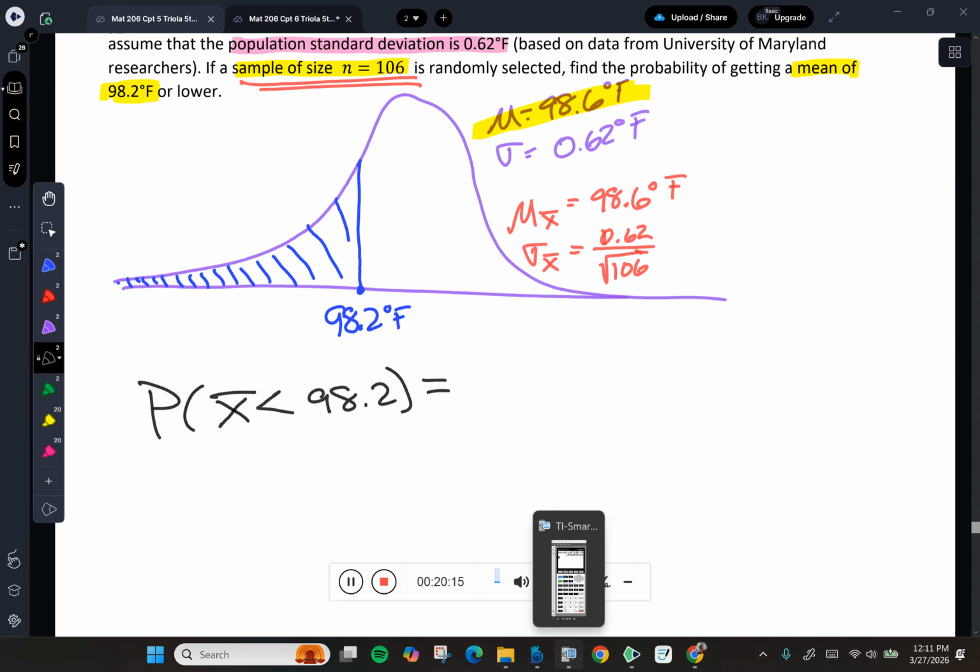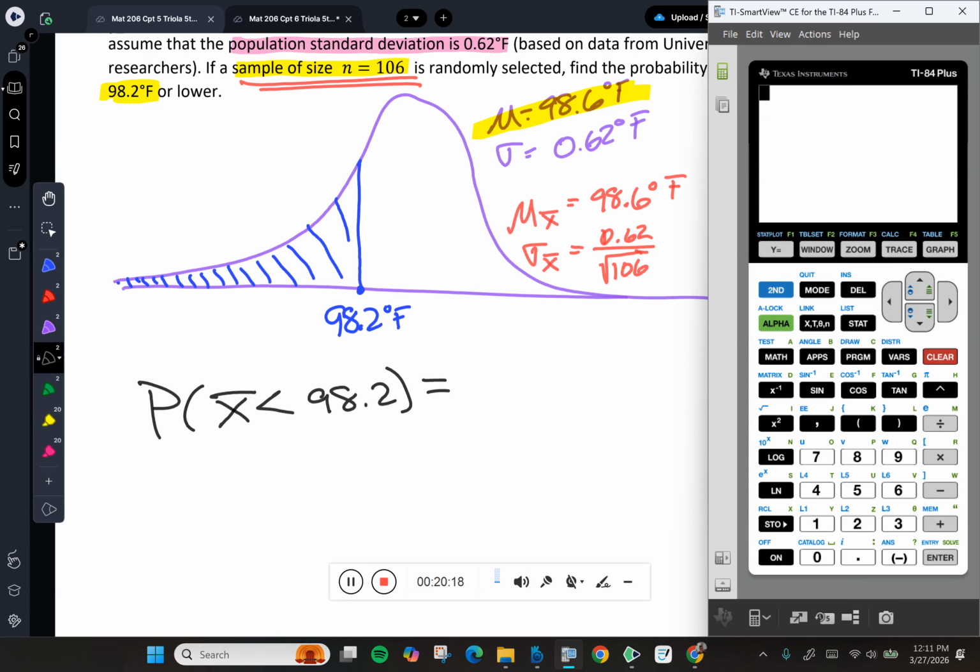I'm going to go to my calculator. I'm doing a normal distribution. I have no lower limit stated, so I'm just going to put in a big negative number. I have an upper limit stated of 98.2. I have a mean of 98.6, and I have a standard error on the mean of 0.62 divided by the square root of 106. I paste this back in.